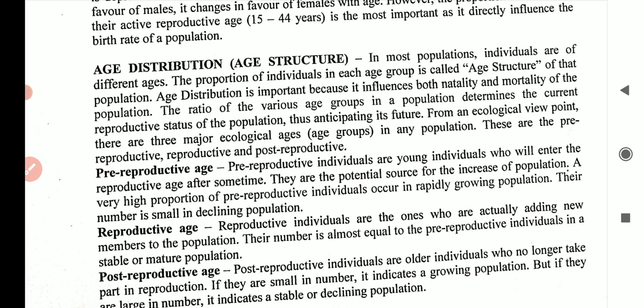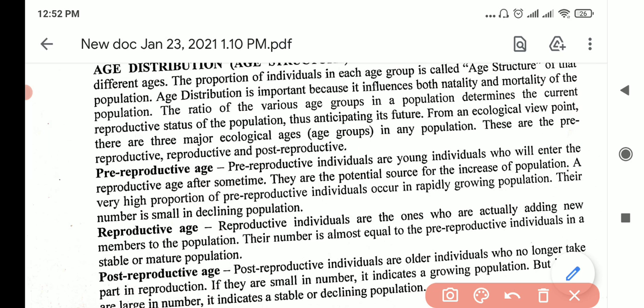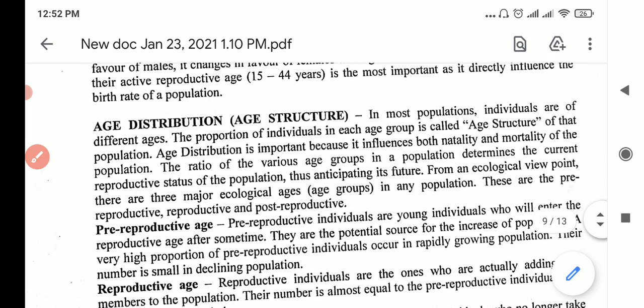I am of a different age group, am I not? Me, Miss Dihun, Miss Rimea, we're all in the same age group. Then you and your friends, you are in one age group, aren't you? So we belong to different age groups or different age structures. In most populations, the individuals are of different ages. The proportion of individuals at each age group is known as the age structure of that population.